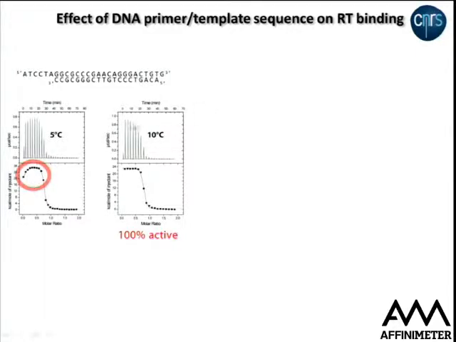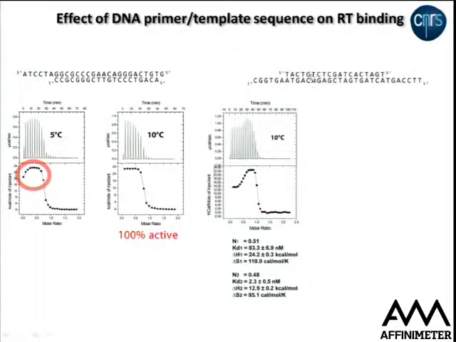So we know from our incremental ITC experiment that at 10 degrees we have 100% of our complex that is active, able to incorporate incoming nucleotide. At 5 degrees we have some second binding mode that is introduced with this primer template DNA sequence. But if we slightly change the sequence, at 10 degrees we already have two binding modes. And if we look at the thermodynamics of these two binding modes, we see that they are equally populated.